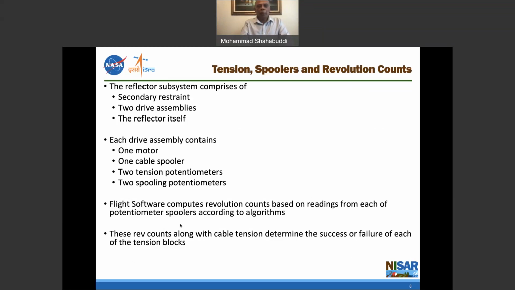So flight software computes revolution counts based on readings from each of the potentiometer spoolers according to the algorithms. These rev counts, along with cable tension, determine the success or failure of each of the tension blocks, as mentioned earlier.